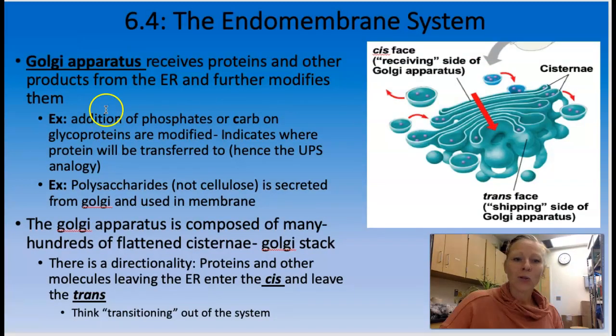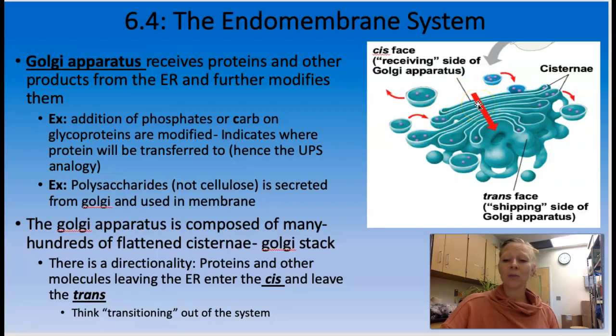So now we have the Golgi apparatus. We have left the ER and we're moving towards the UPS analogy. So when a protein is made in the ER, it's going to leave, and it's going to have a direction. It's going to go through this Golgi apparatus. It's going to go in the cis face, and it's going to leave through the trans face. So over here, these are your cis faces, and on the other side, the side that's facing out is the trans.